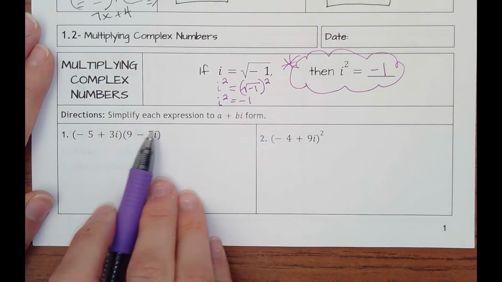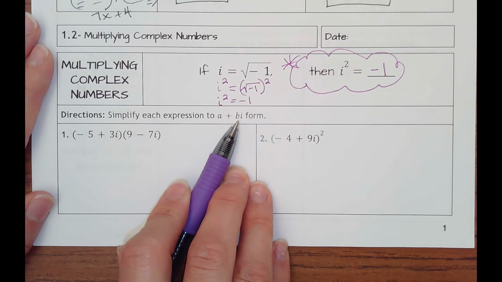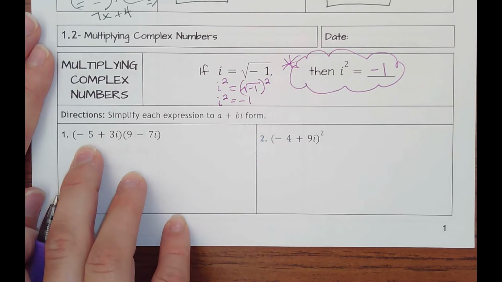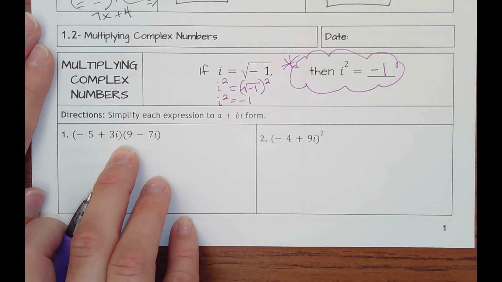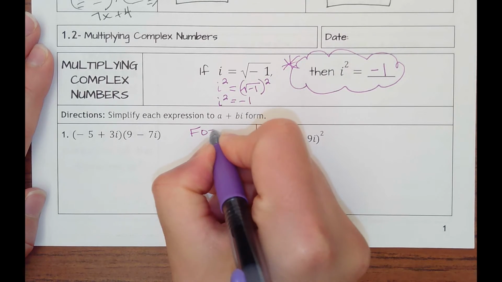So our directions say to simplify each expression to, remember, a, the real part, plus the imaginary part. That's called the complex form. Number 1, I see a binomial, or two terms, times a binomial. So what do we do? We FOIL this bad boy.